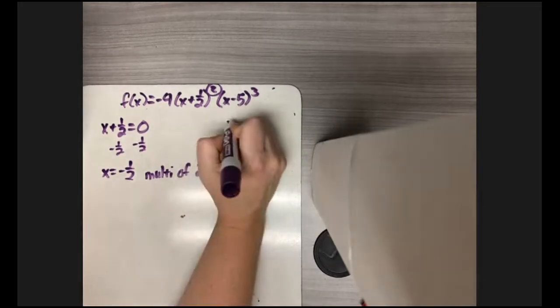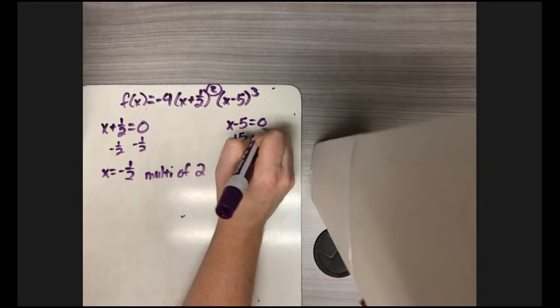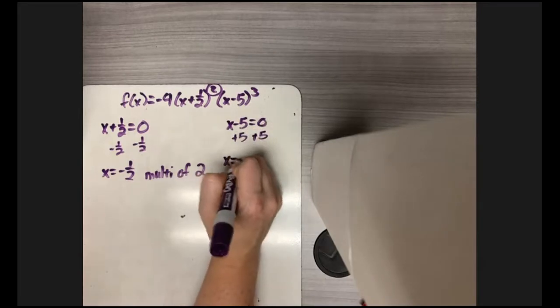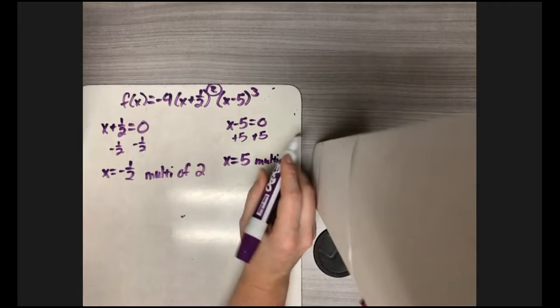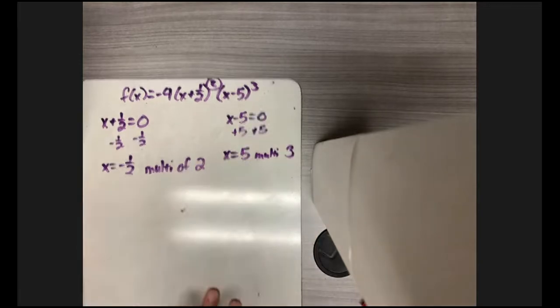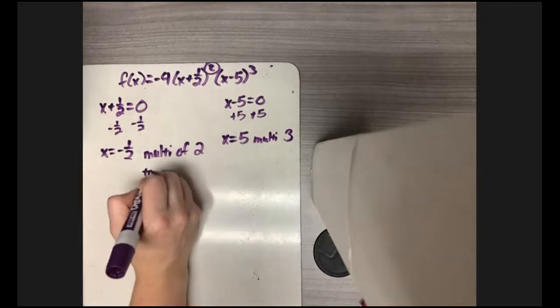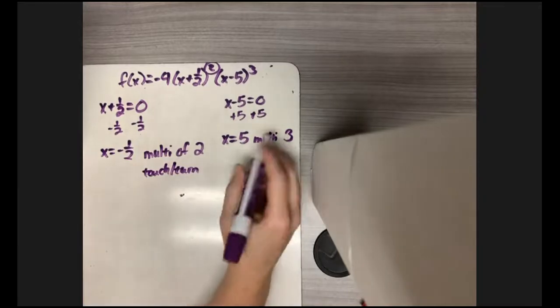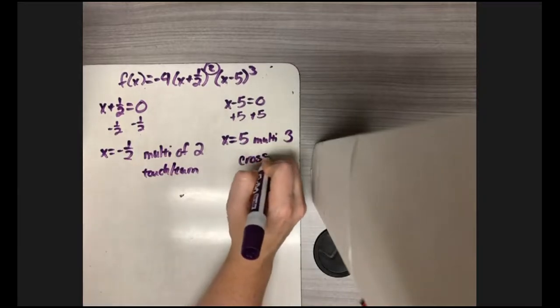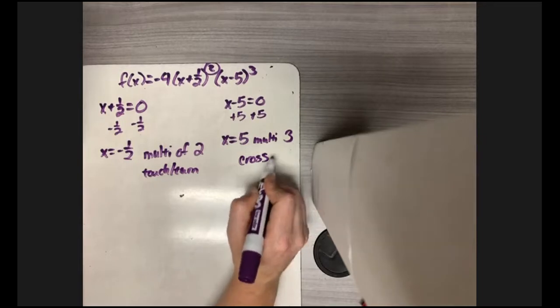So now pull in the other one. I've got this x minus 5 equals 0. So I'm going to add 5. I've got x equals 5. And this one has a multiplicity of 3. Now, again, with the multiplicity of 2, this is a touch and turn. With a multiplicity of 3, this is a cross. Now, we also know that this is going to be one of those lingering S-curvy looking ones.